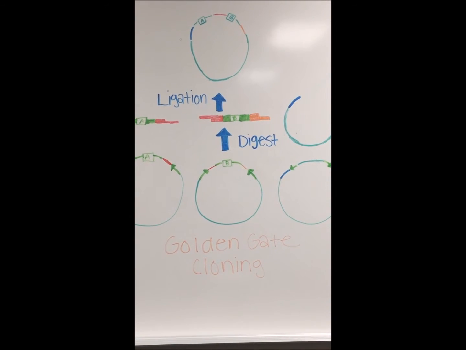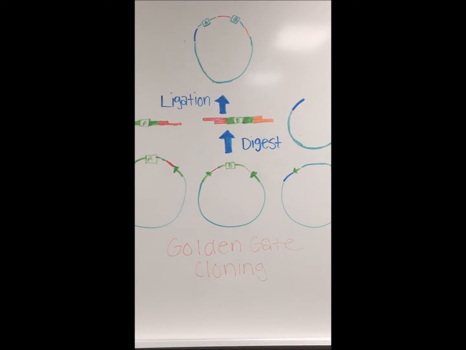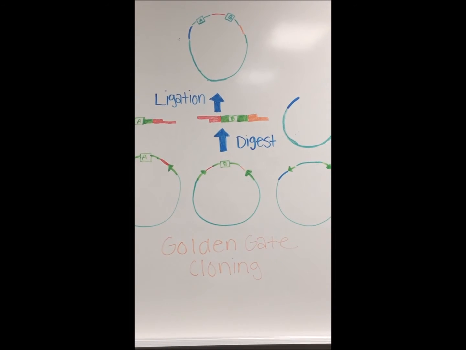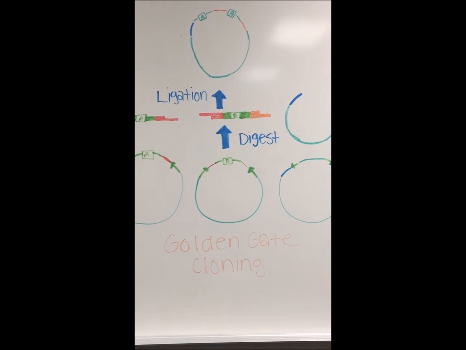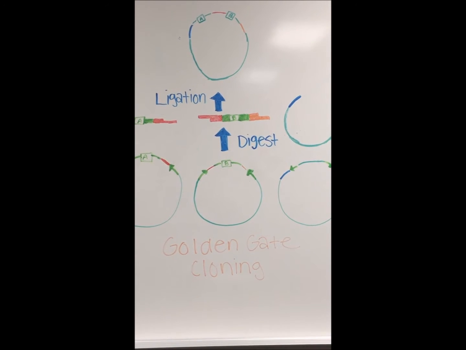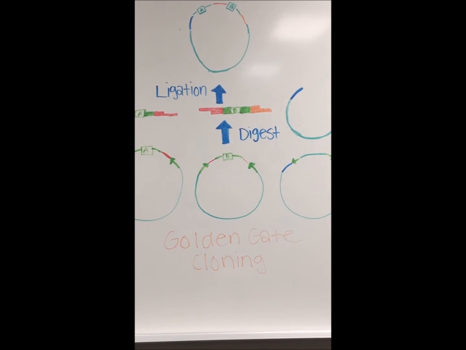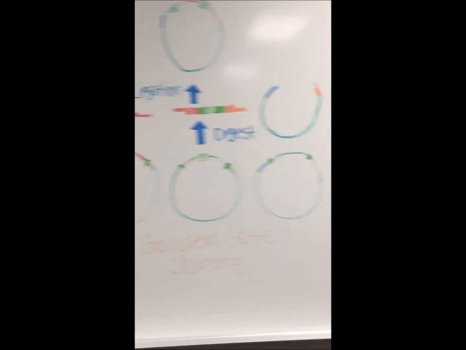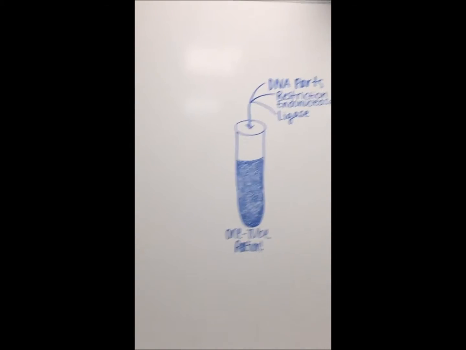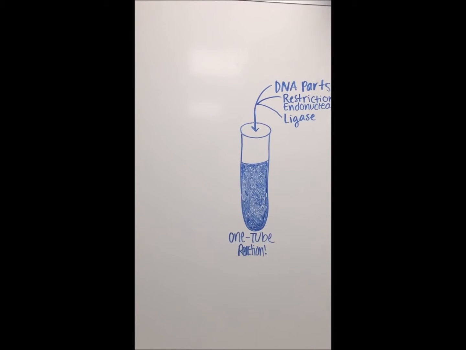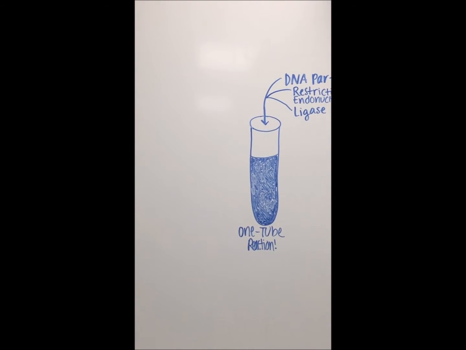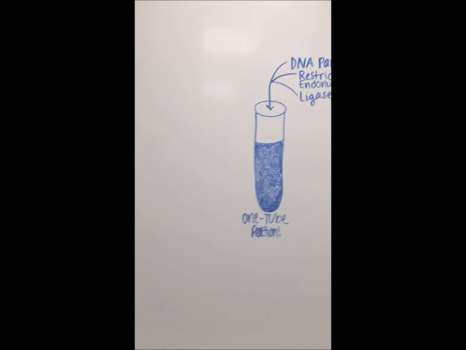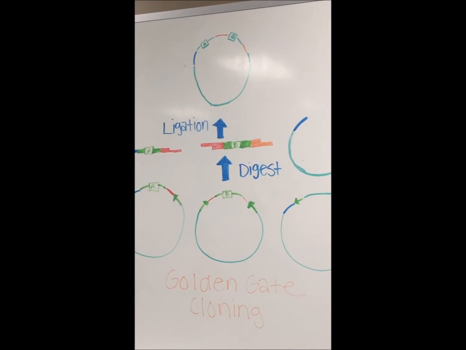PCR can be used to incorporate complementary sequences next to the type 2S recognition sites for the linearized vector and the parts. After PCR amplification of the vector and fragments, Golden Gate cloning can be performed in a single tube reaction with all DNA parts, restriction endonucleases, and ligases. After transformation, the antibiotic resistance of the destination vector selects for the right clones.